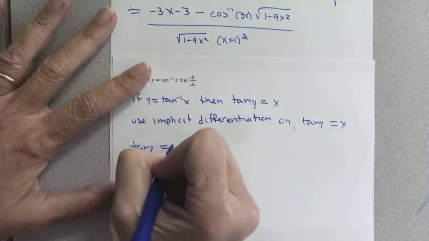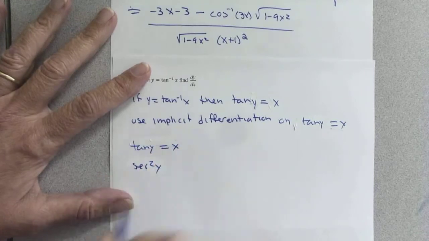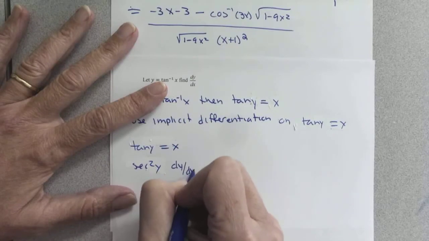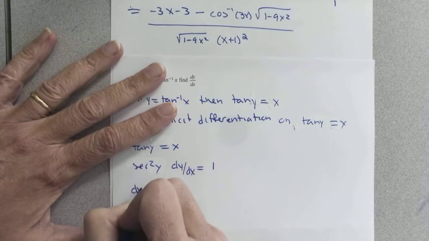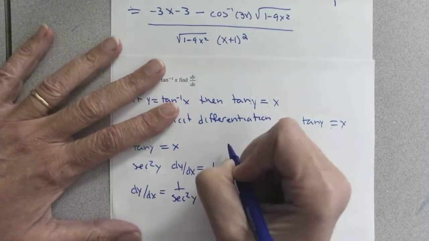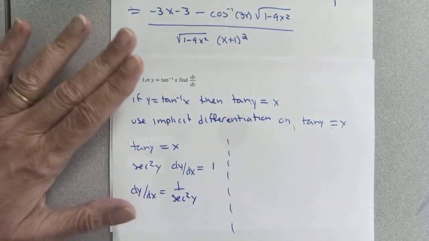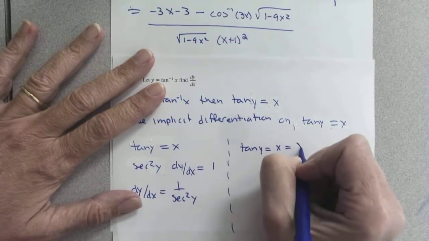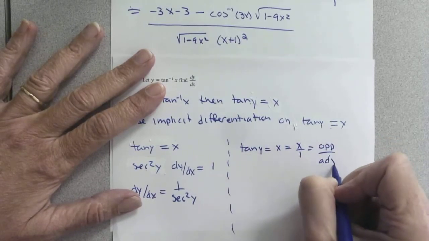Okay, so tan y equals x. Implicit differentiation: the derivative of tangent y would be secant squared y, but I just differentiated y, so dy dx, and the derivative of x would be 1. So we have dy dx equals 1 over secant squared y. But again, that's not what we're going to memorize. So tan y equals x, which is x over 1, which is opposite over adjacent.